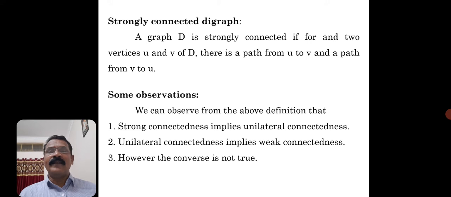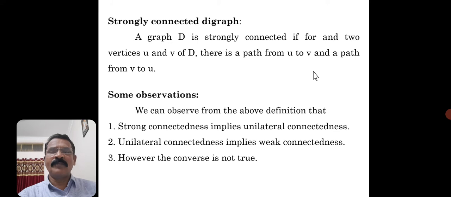Another case is that you have to reach either from Bangalore to Mysore or from Mysore to Bangalore completely, in one way. Then it is a unilaterally connected digraph. Then a strongly connected digraph has paths from Bangalore to Mysore and from Mysore to Bangalore. These are the three different kinds of connected digraphs.